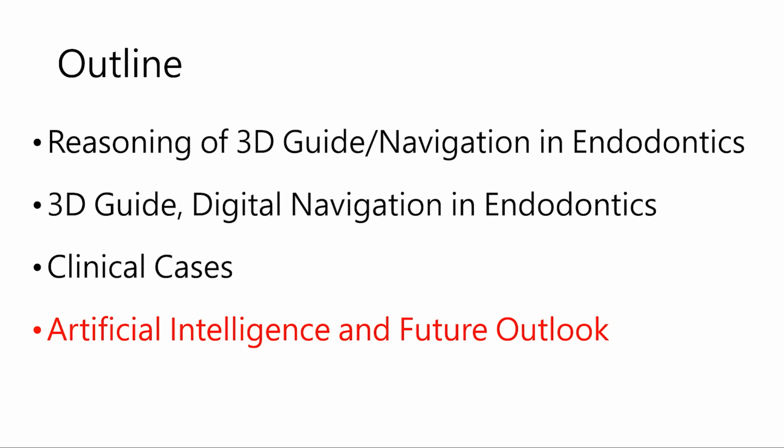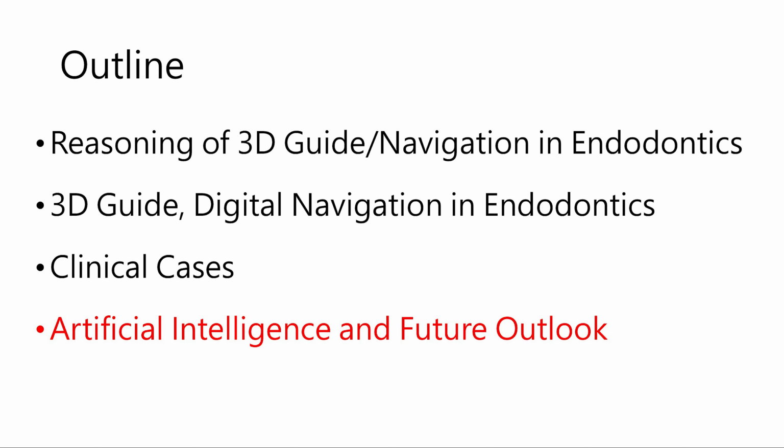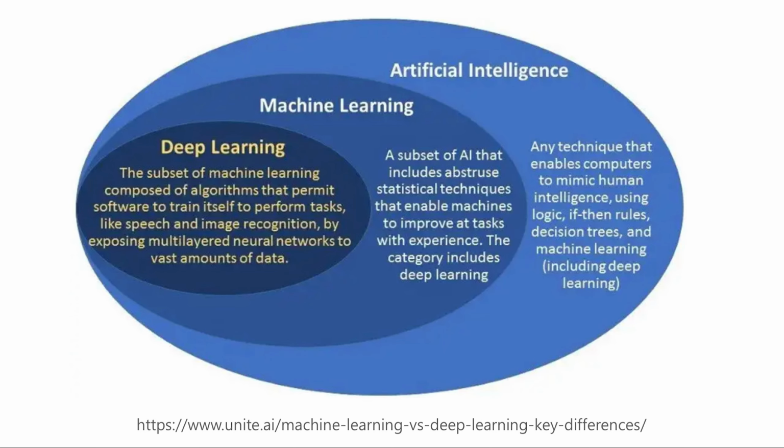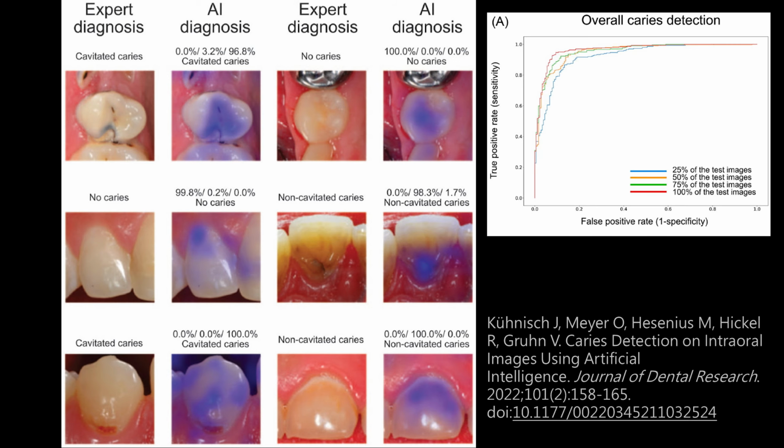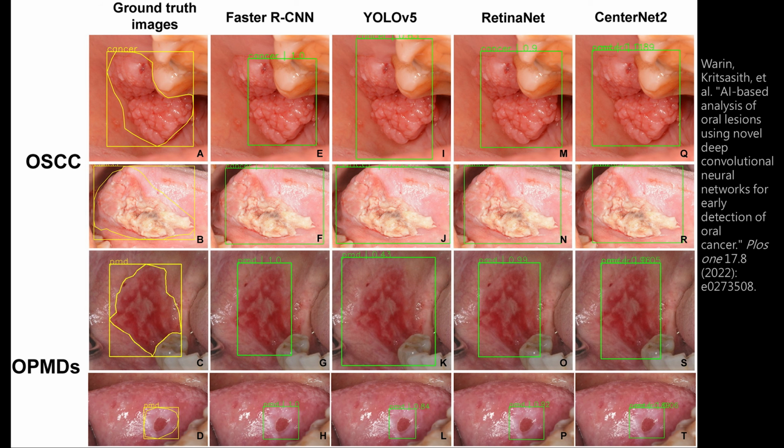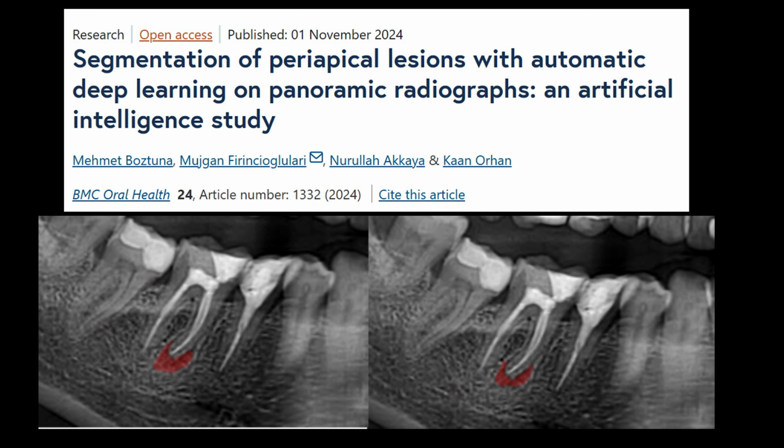Recently, the very famous part of AI is deep learning, and AI is a much bigger collection. A lot of technology is in this deep learning algorithm, which you can use to find out the diagnosis, whether there is caries, or if you give it some image, you can find a lesion of maybe oral cancer or something. And of course, you can do this in CBCT.